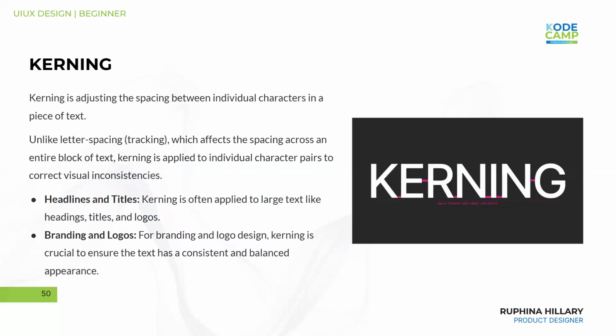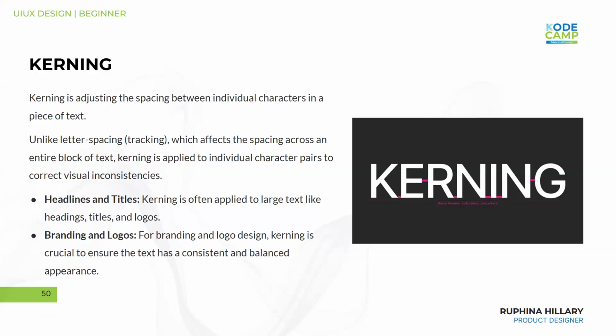Another terminology is kerning. Kerning is simply adjusting the space between individual characters in a piece of text. So kerning is a bit similar to letter spacing, but instead of a paragraph, kerning is applied to a particular word, a particular text. So you can use kerning to adjust different visual inconsistencies such as in headlines and titles. So you usually use kerning in titles, like capital letters.